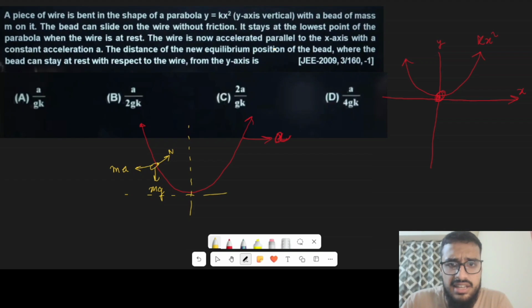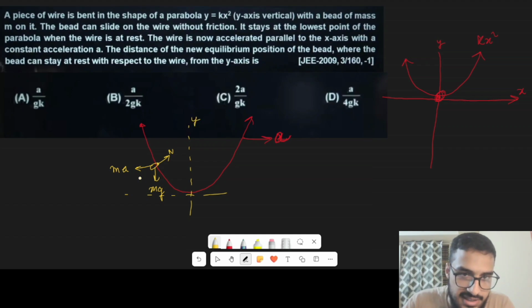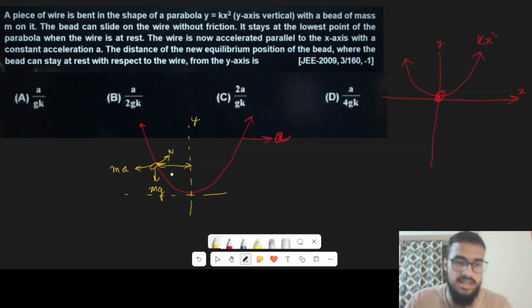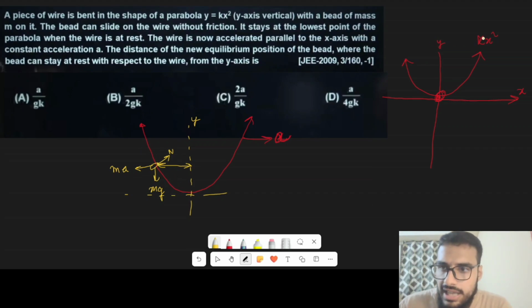It says when the wire is now accelerated parallel, the distance of the new equilibrium position of the bead, where the bead can stay at rest with respect to the wire, from the y-axis is. Basically this is our y-axis. So this distance is asked, basically the x distance is asked. So we can say, kx square is also given.